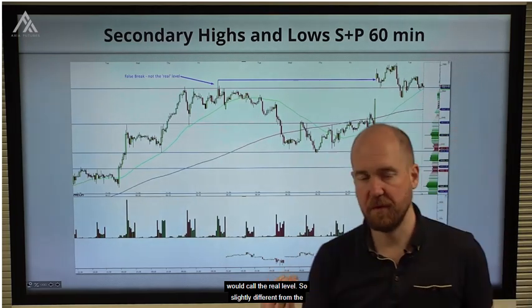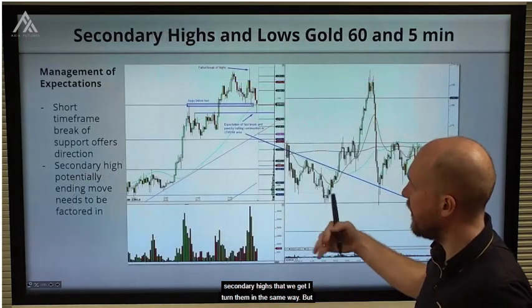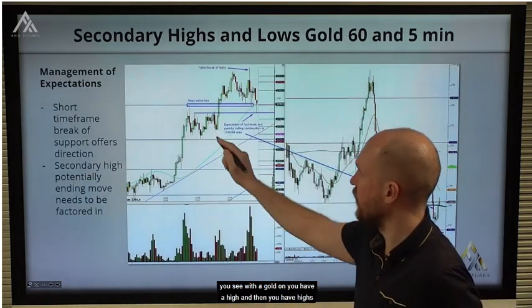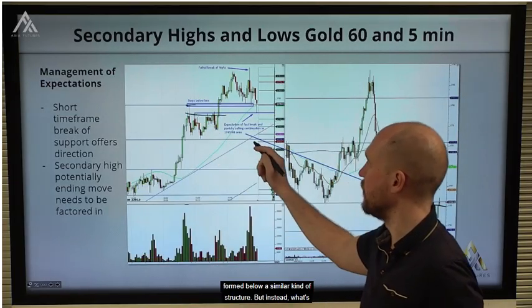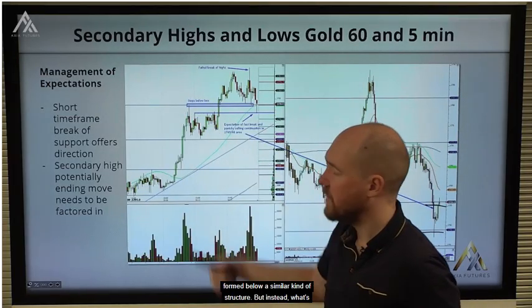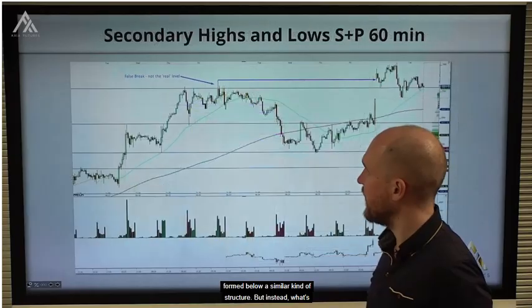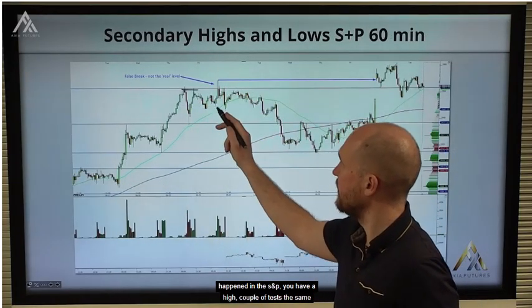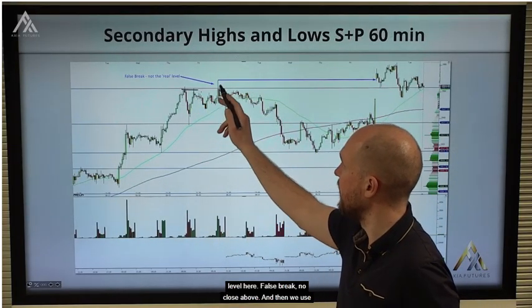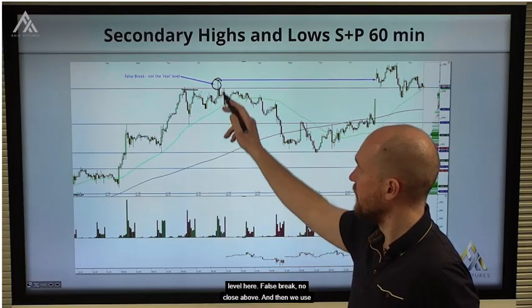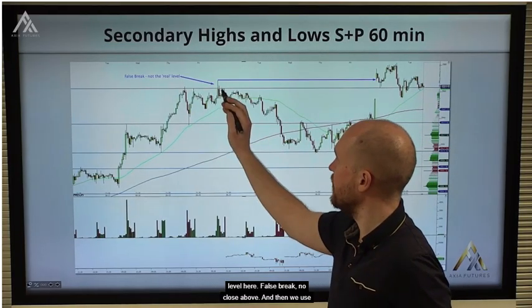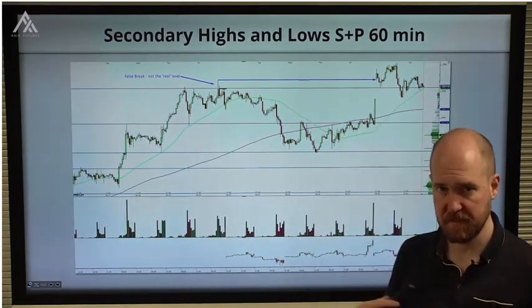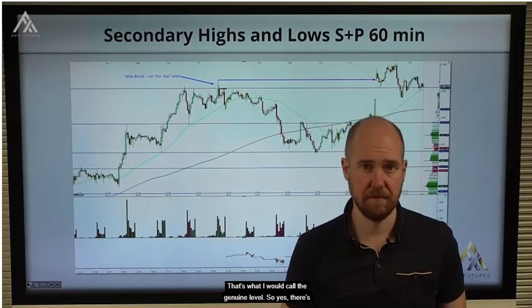So slightly different from the secondary highs that we get here. And I term them in the same way. But you see with the gold one, you have a high and then you have highs formed below here. Similar kind of structure. But instead, what's happened in the S&P is you have a high, a couple of tests at the same level here, false break, no close above, and then we use that same level again. That's what I would call the genuine level.